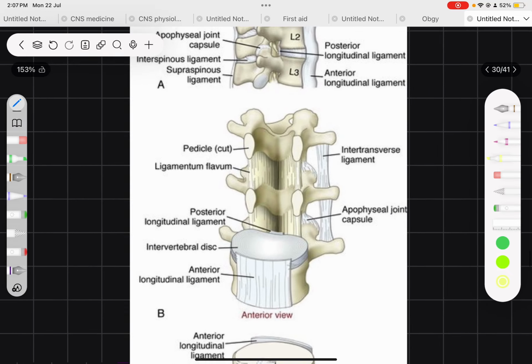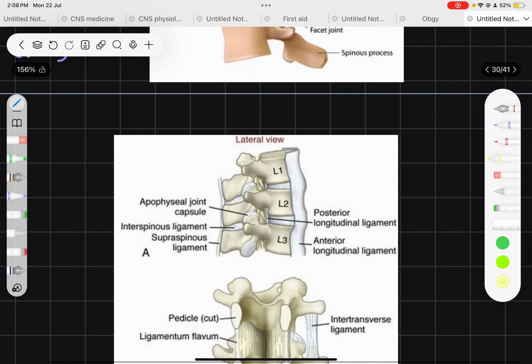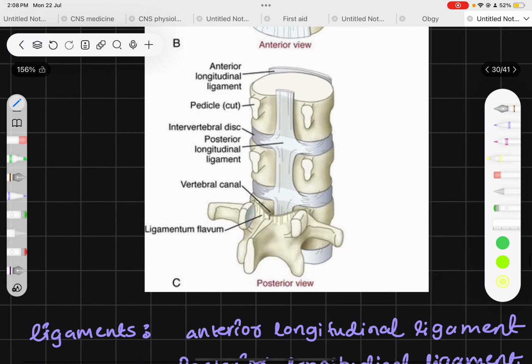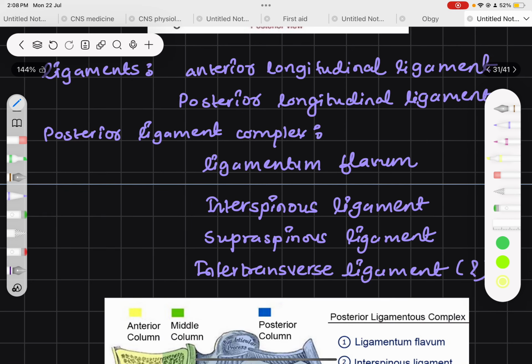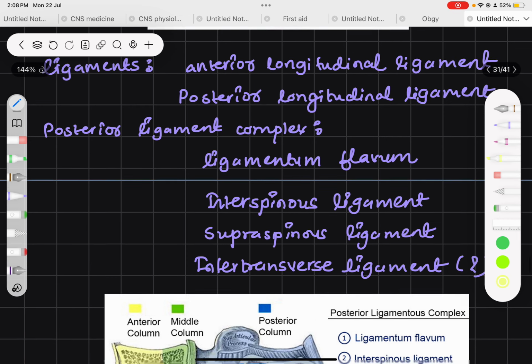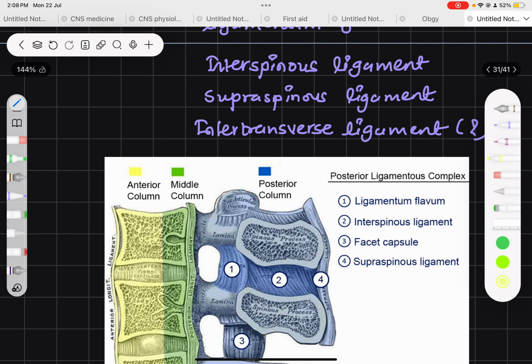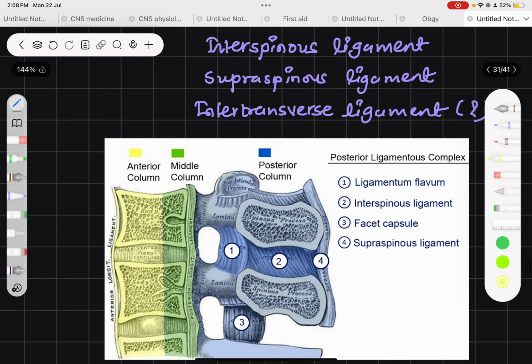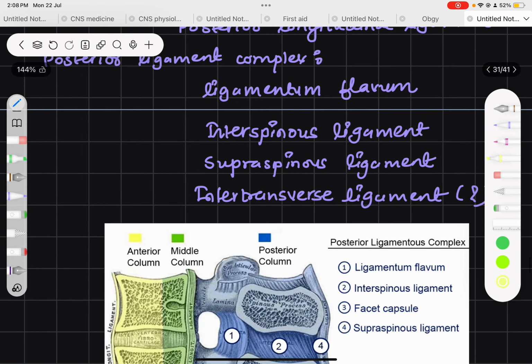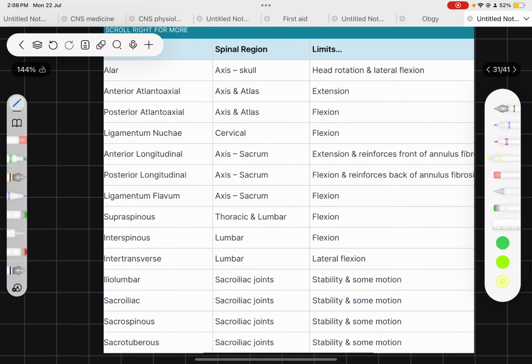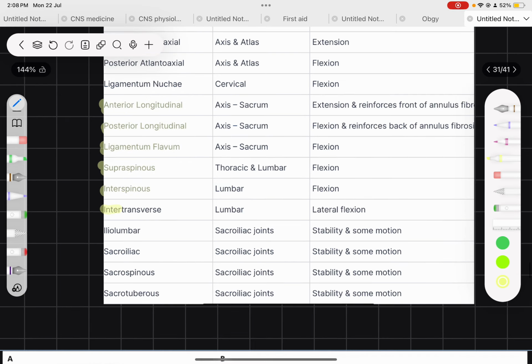Now there are ligaments, so we have to learn about the ligaments. The body has two ligaments, the anterior longitudinal ligament and the posterior longitudinal ligament, and the posterior ligament complex, which comes into the posterior column, has the ligamentum flavum, interspinous ligament, supraspinous ligament, as we can see here, and the facet capsule, and there is also one more ligament, the intertransverse ligament. I don't know how they are classified.